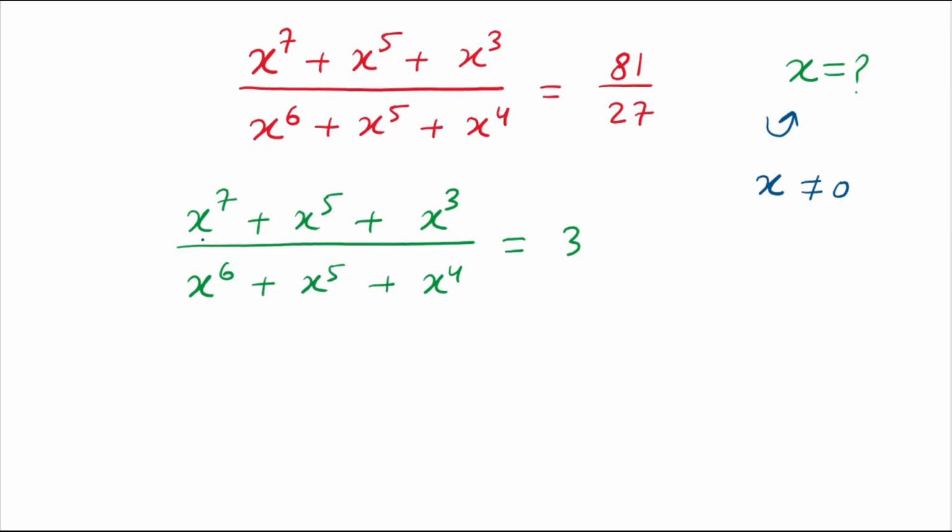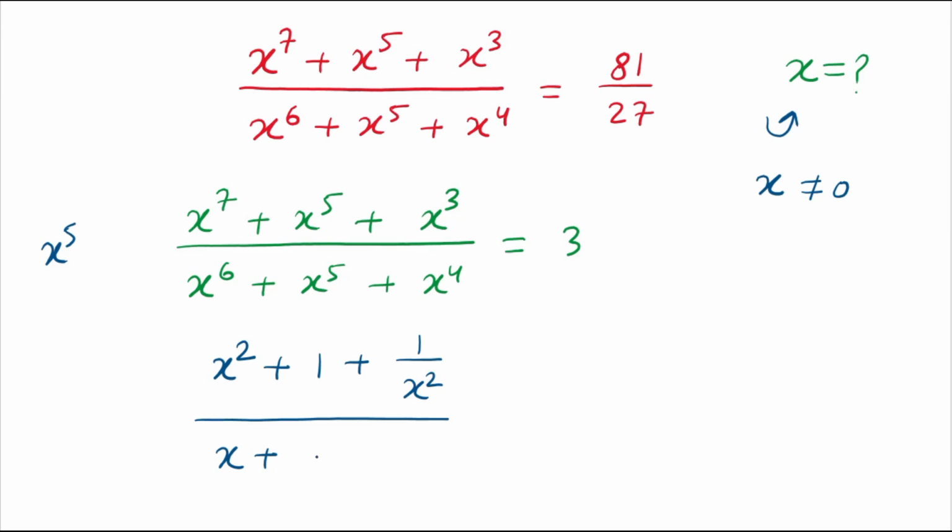Now look carefully at the left-hand side. If we divide the numerator and denominator by x^5, then x^7 divided by x^5 gives x^2, plus x^5 divided by x^5 gives 1, plus x^3 divided by x^5 gives 1 over x^2, and the denominator x^6 divided by x^5 gives x, plus x^5 divided by x^5 gives 1, plus x^4 divided by x^5 gives 1 over x, and this is equal to 3.